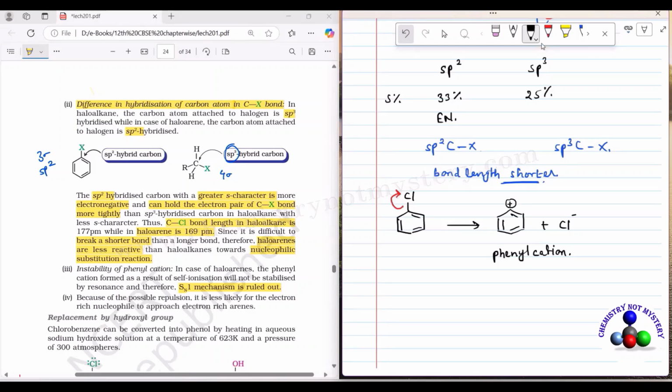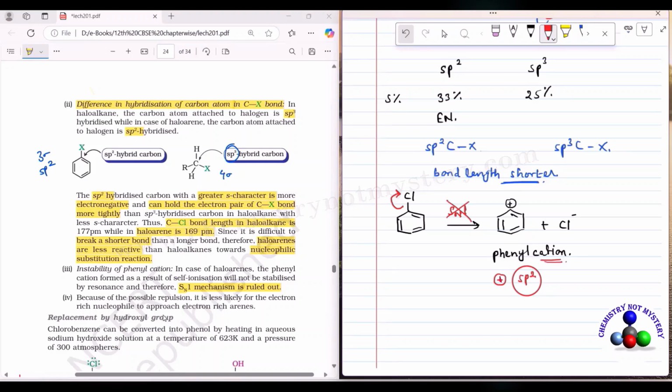In case of phenyl cation, the positive charge is at the sp2 hybridized carbon, which is more electronegative. That's why phenyl cation is less stable. And as the formed cation is less stable, it cannot undergo SN1 reaction mechanism. So that's how we can rule out the possibility of SN1 reaction mechanism in case of haloarenes.